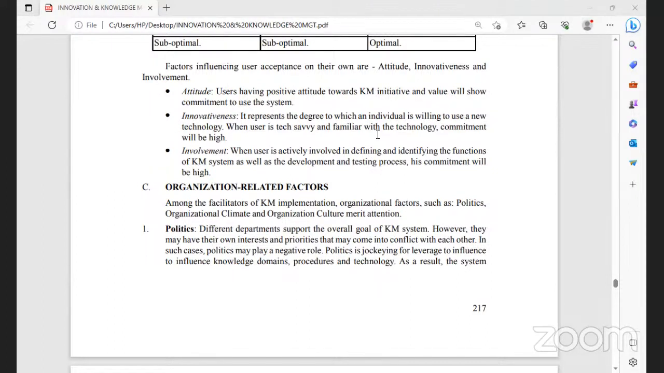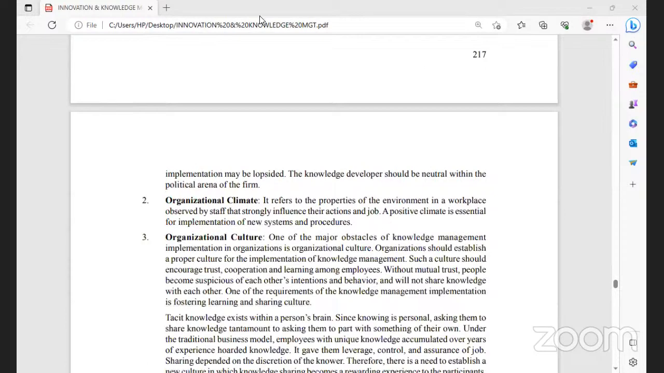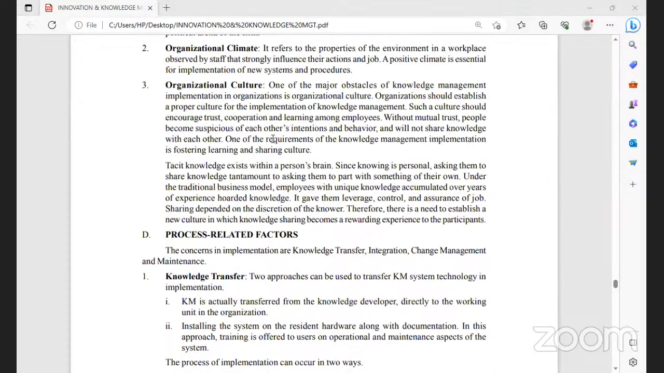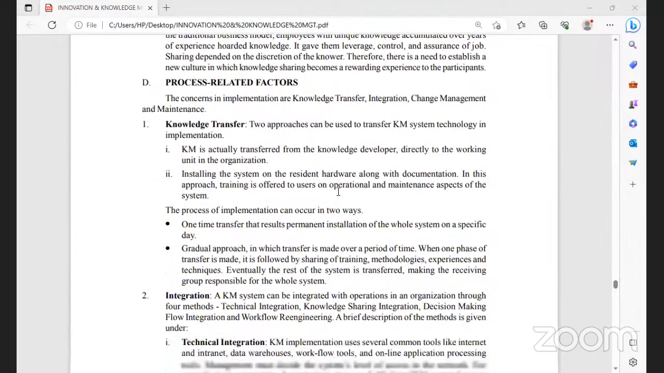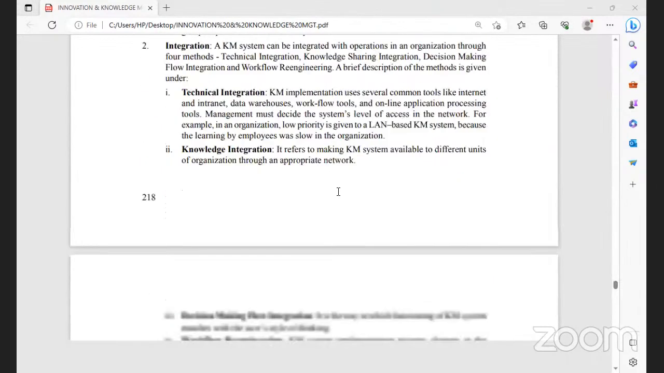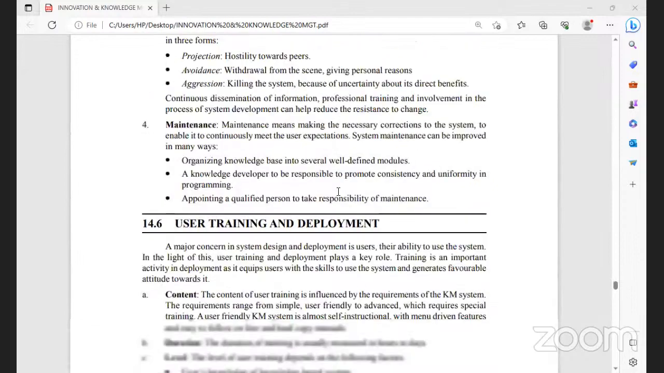And the third one is organization-related factors, which sometimes cause issues. That is related to political reasons and organizational climate. Sometimes it may go into a worse and bad environment also. Next one is organizational culture. Sometimes the culture will be in a low-grade environment. And the fourth one is process-related factors, which relate to knowledge transfer, integration, change management and maintenance.